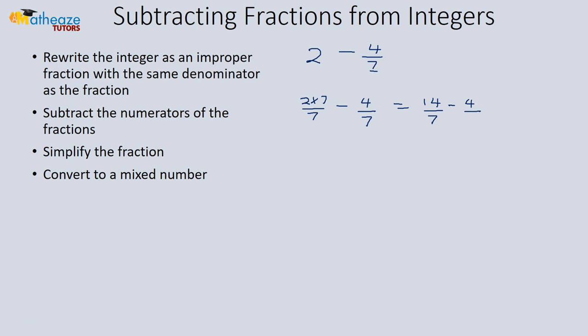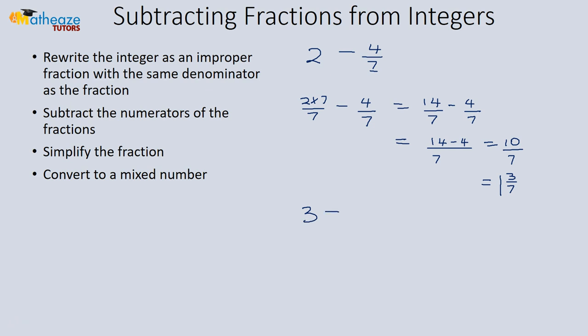Minus 4 over 7. Now, because we have the same common denominator, which is 7, we can just say 14 minus 4, which is going to give us 10 over 7. Now, this is simplified. 10 divided by 7, we can get 7 in 10 only one time with a remainder of 3, and then we keep our denominator. Now let's try one more of this type.